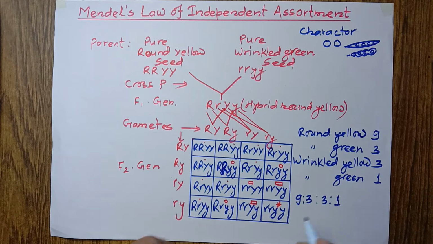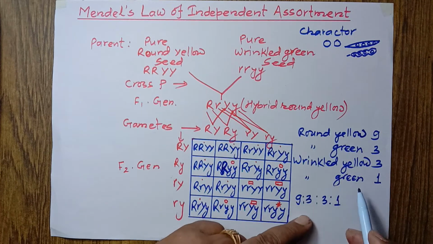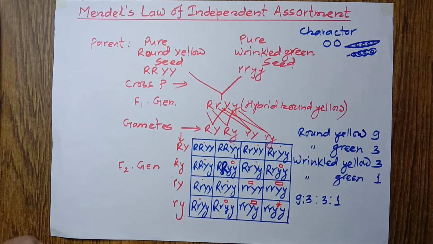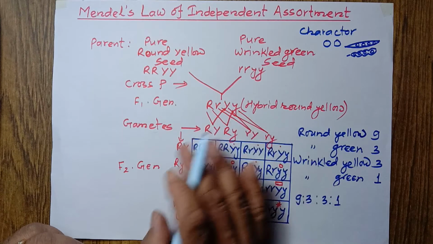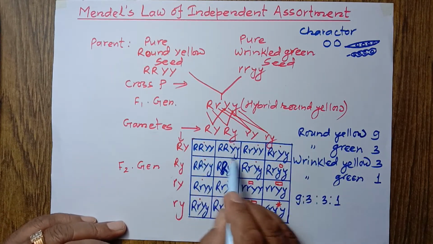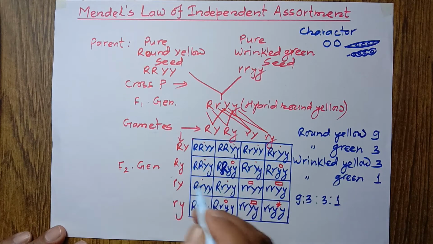9:3:3:1. And this is round yellow to round green to wrinkled yellow to wrinkled green, 9:3:3:1. This way, actually, this is the analysis. And we are talking about the genes also. What kind of genes are there? Now I want to write the genes also.